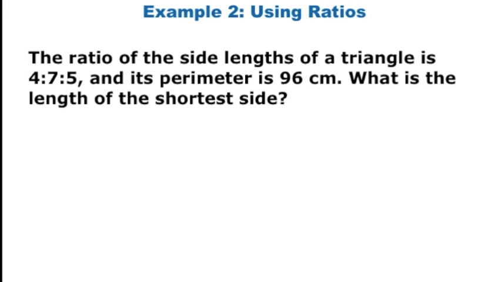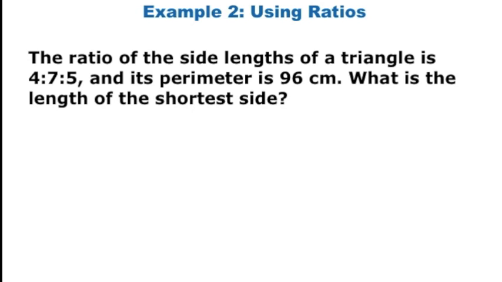So here's an example where I want to find the missing sides of a triangle. So what I have is a ratio for the sides of 4 to 7 to 5. And I know that the perimeter is 96. Now, let's think about this for just a minute. 4 to 7 to 5, those can't be the lengths of the sides, because 4 plus 7 plus 5 is 16. 16 is obviously not 96. So there's some factor going on here with these numbers.